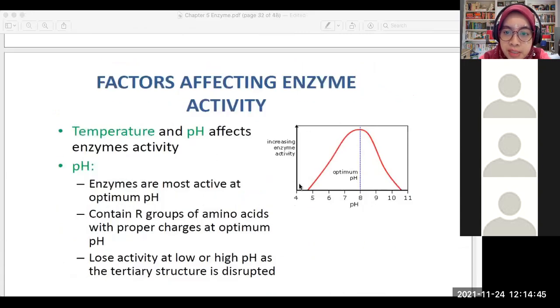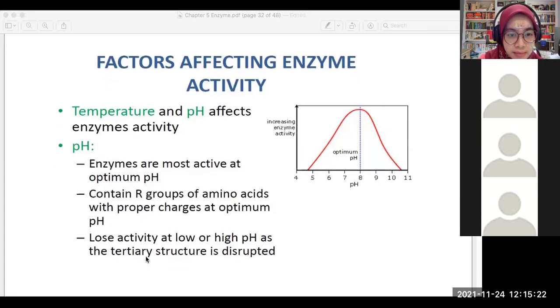So it depends on the enzyme itself. Most enzymes are active at optimum pH, for example 7 to 8, around neutral pH, but certain enzymes require acidic pH. Which enzyme do you think requires acidic pH to function? Oh, the gastric juice. Yes, pepsin. Correct. So for example, the gastric juice or digestive enzyme may require an acidic pH.